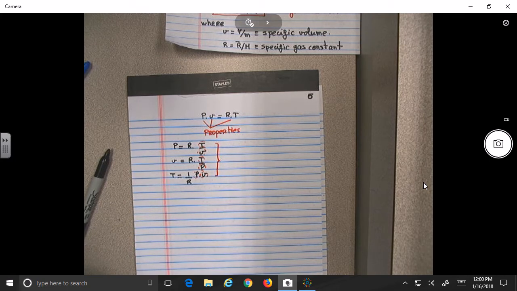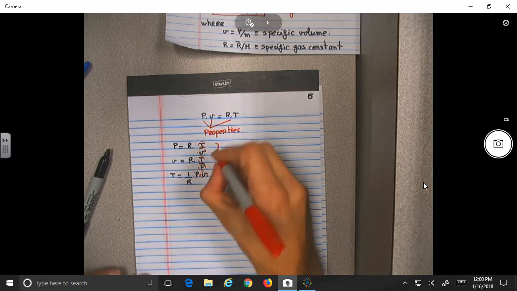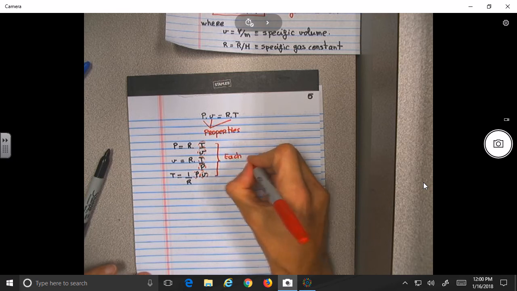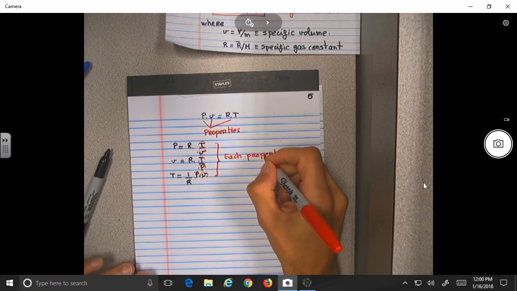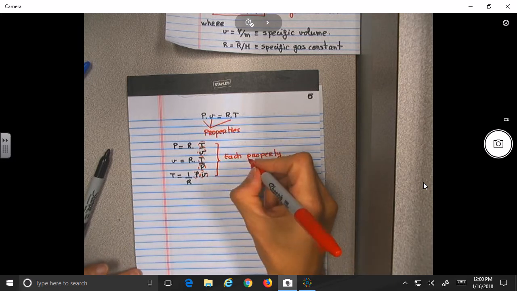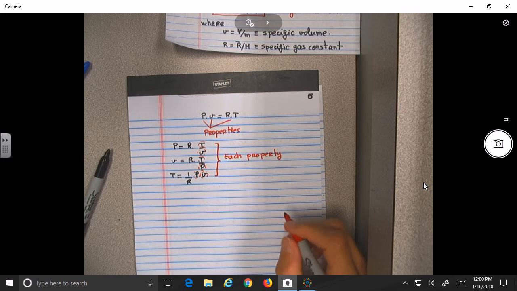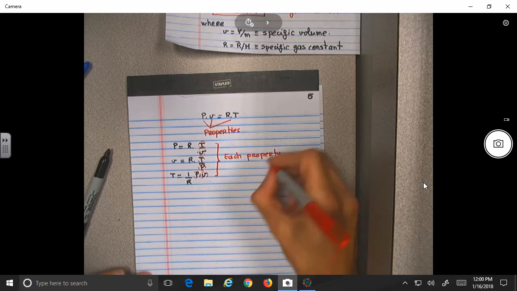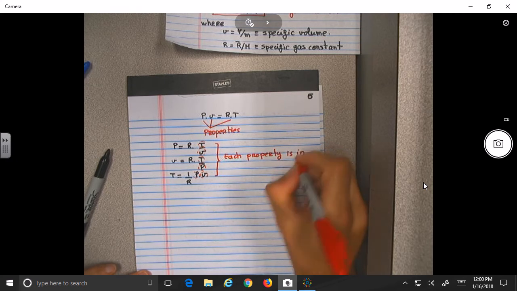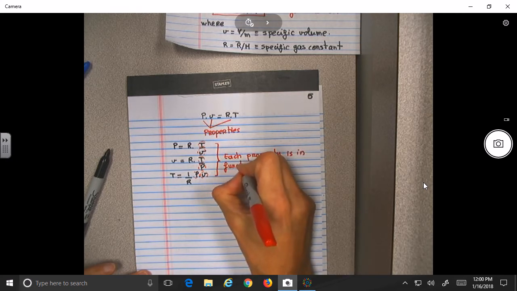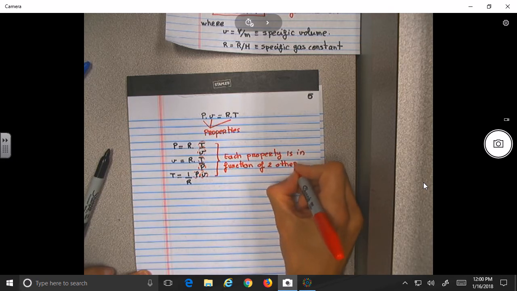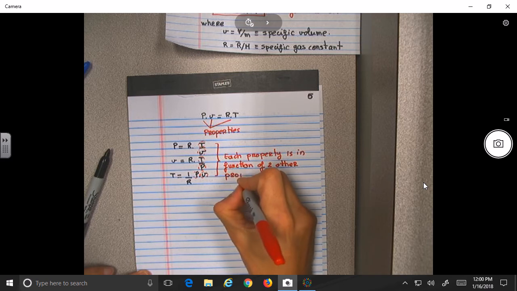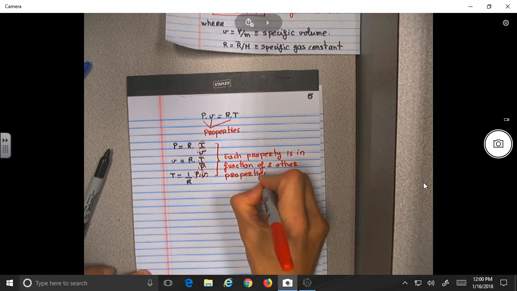So what's the conclusion? Each property depends on, or is in function of, two other properties.